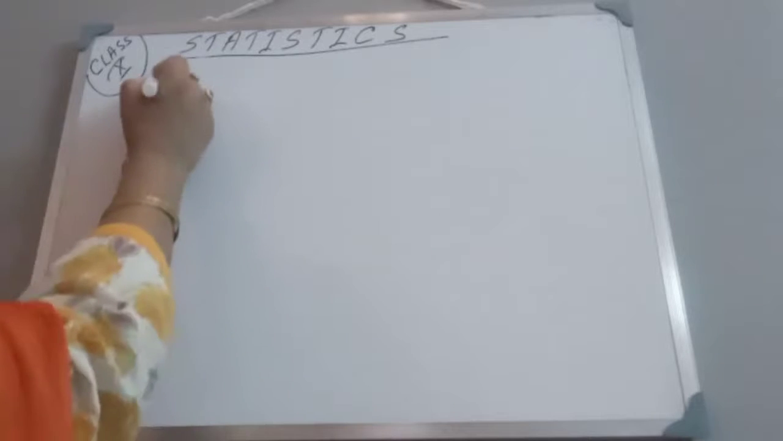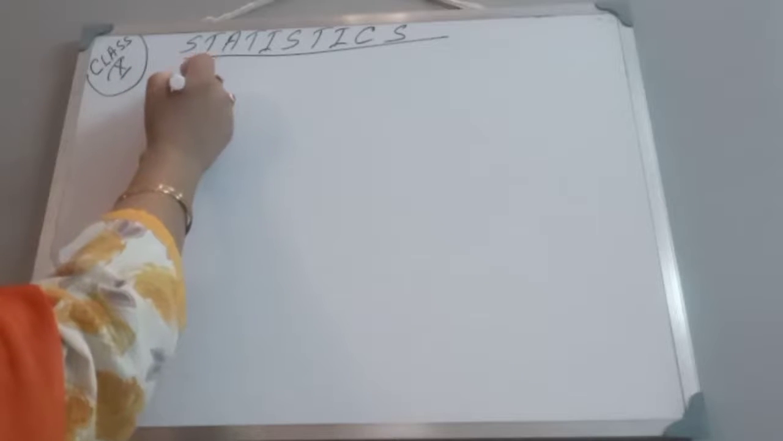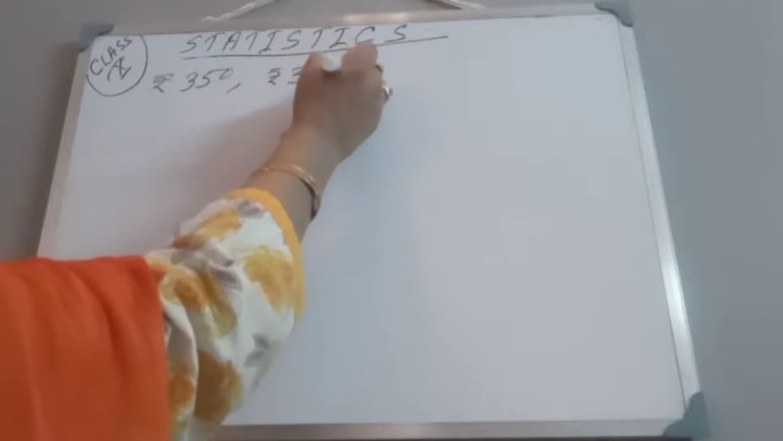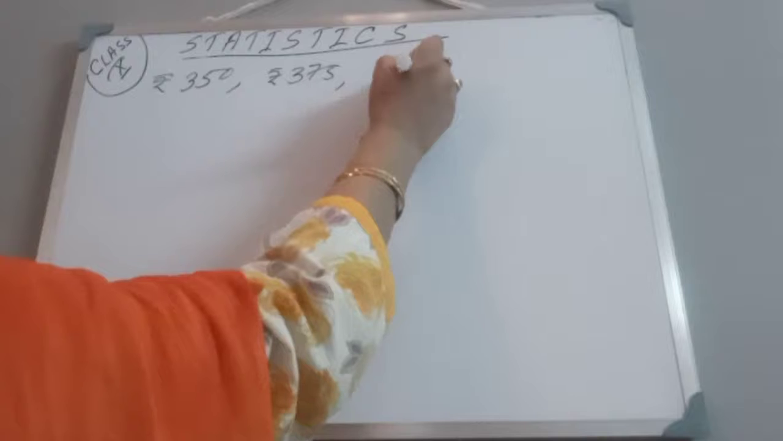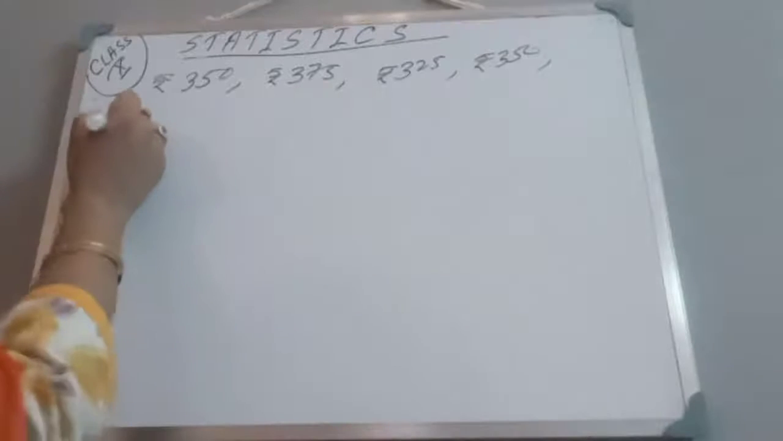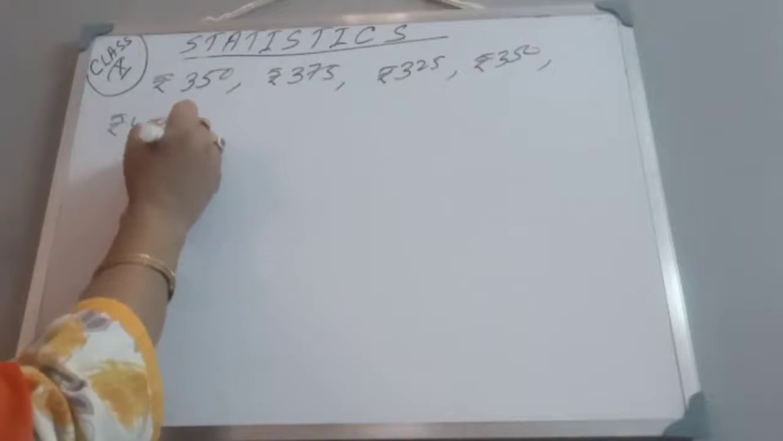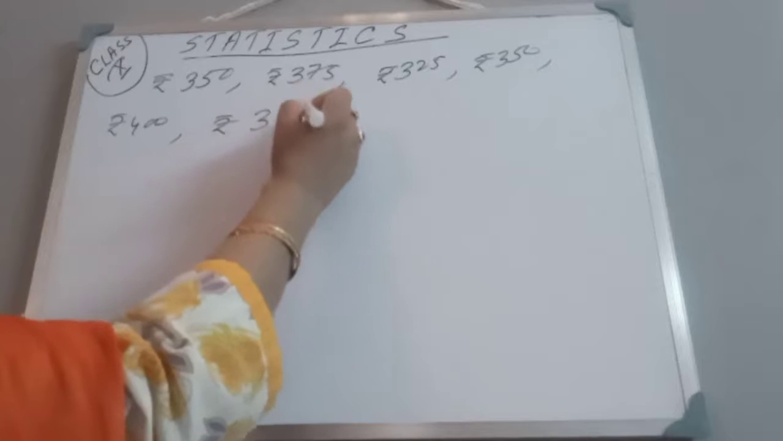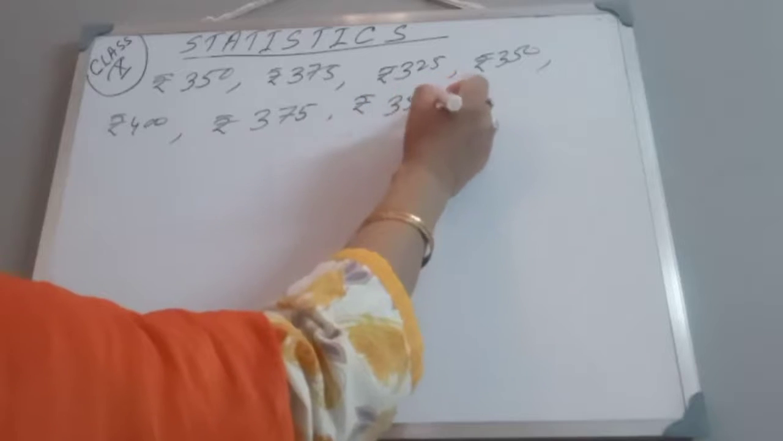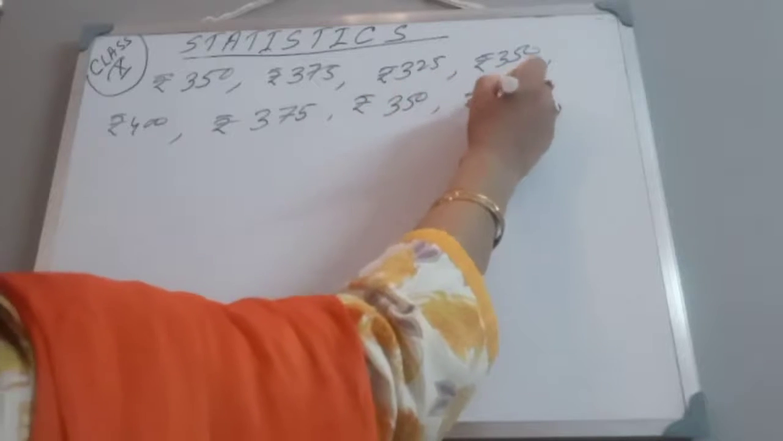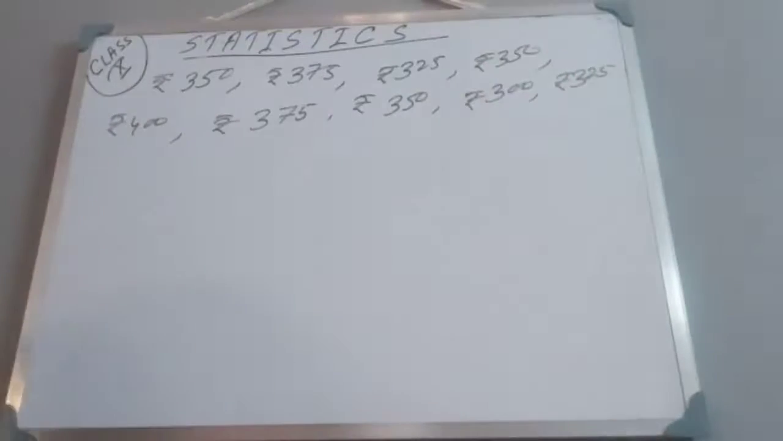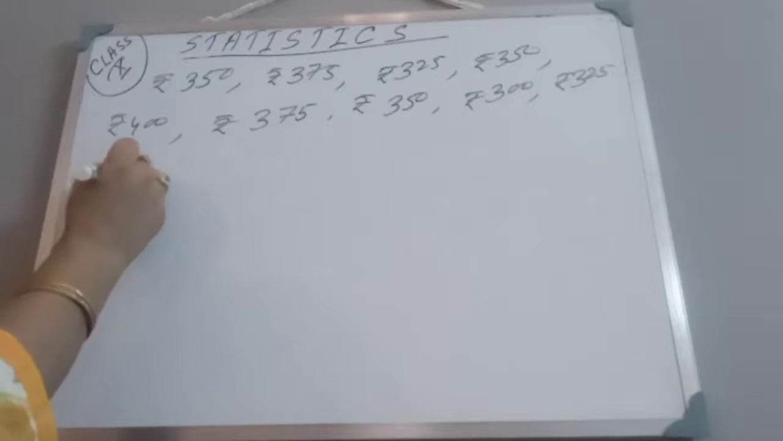Let there be earnings from a business: rupees 350, rupees 375, rupees 325, rupees 350, rupees 400, rupees 375 again, rupees 350 again, rupees 300, rupees 325. Okay, now we can find mean or x bar.